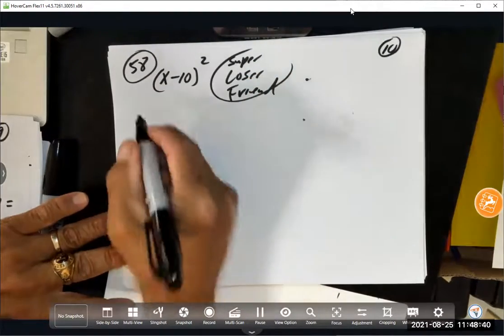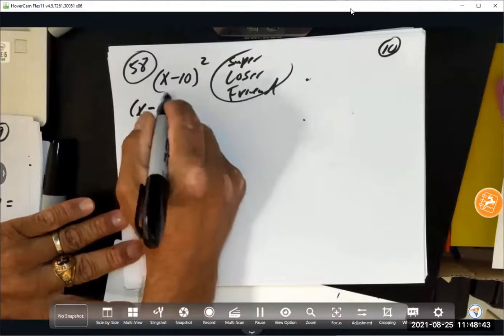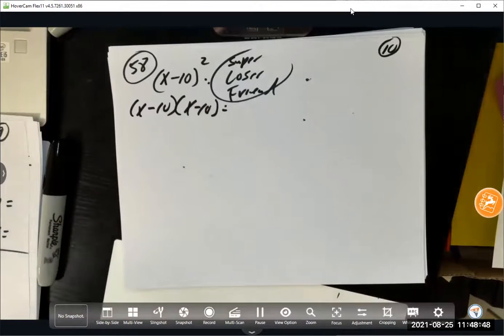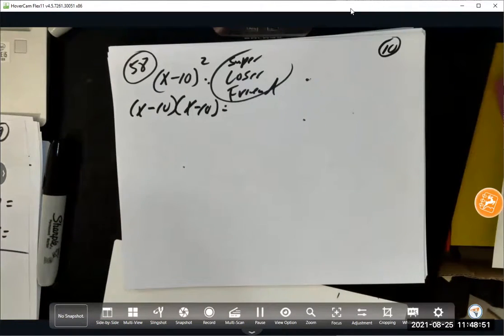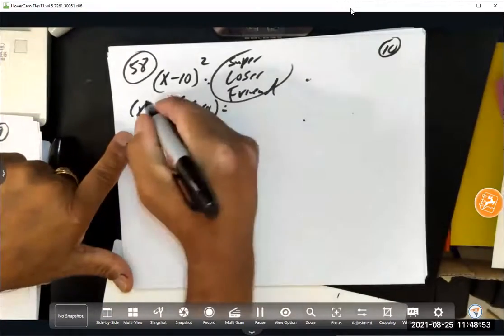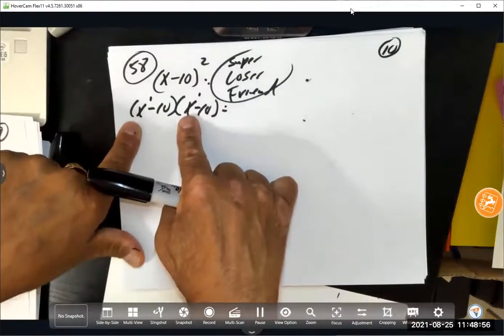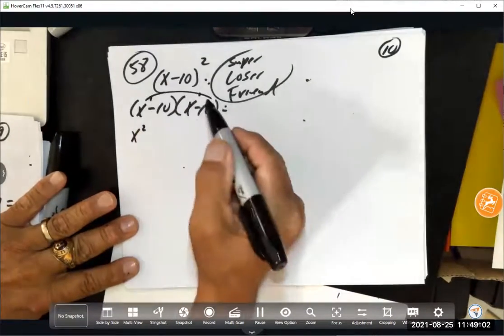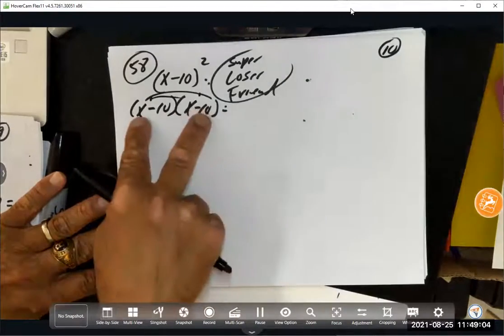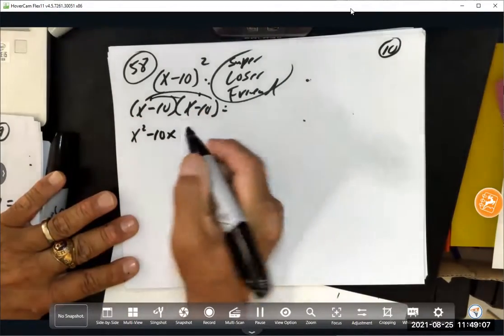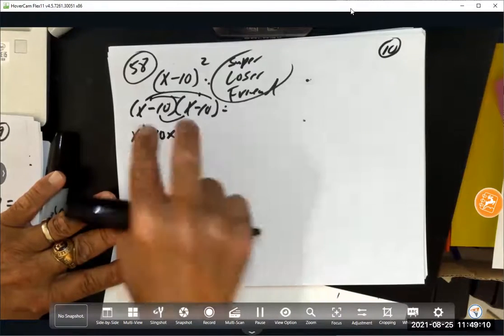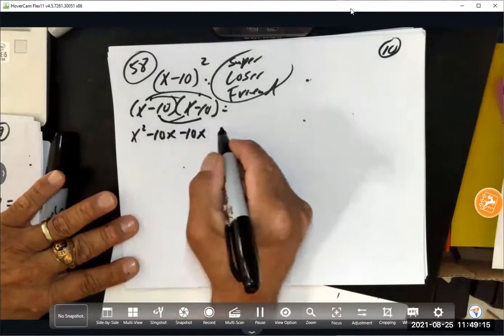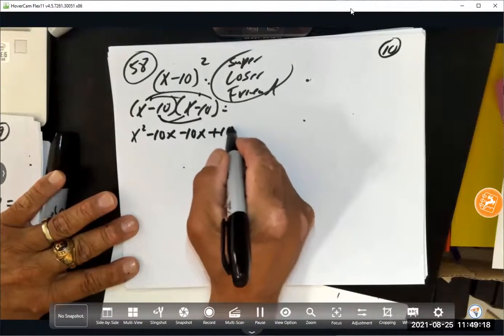All right, so now x minus 10, x minus 10. Is everybody okay with the double x minus 10? Yes. All right. So now I'm going to have to multiply this out. Let's see. X times x. What's x times x? X squared. And then x times negative 10. What do you think that is? Negative 10x. Yes. And negative 10 times x. What is that going to be? Negative 10x. And then negative times a negative? A positive 100. All right.